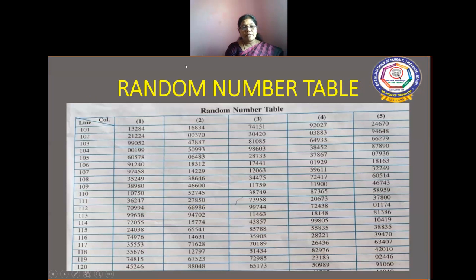And the second method is the random number table. Statisticians have prepared random number tables as an alternative to the draw of lots method. And in this picture you can see one random number table. Actually it consists of a lot of pages, but for learning purposes we are going to discuss based on this.